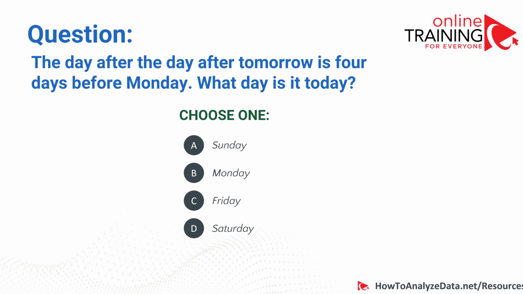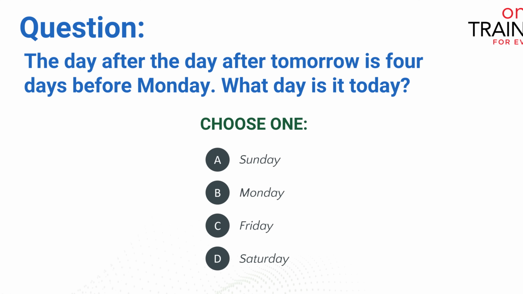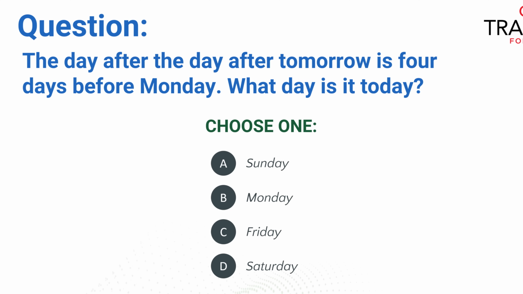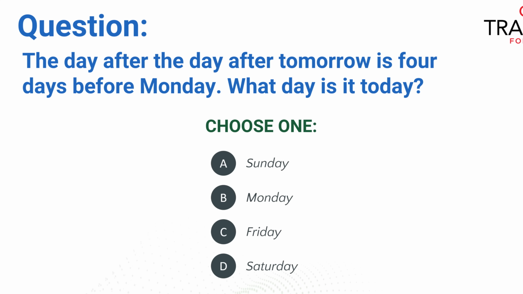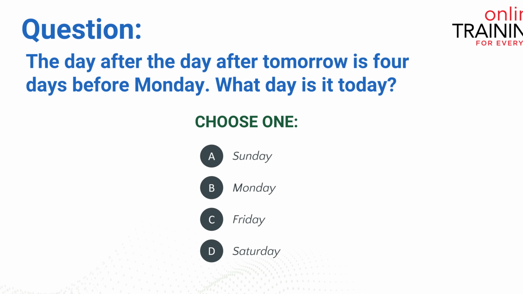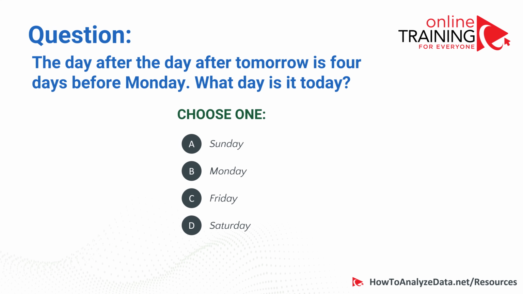Again, most of the time you have to use the reverse method to get to the right answer. And the reverse method tells us that 4 days before Monday is Thursday, and the day before Thursday is Tuesday. If tomorrow is Tuesday, today is Monday. So the correct answer is B, Monday. Hopefully you've got this one right.